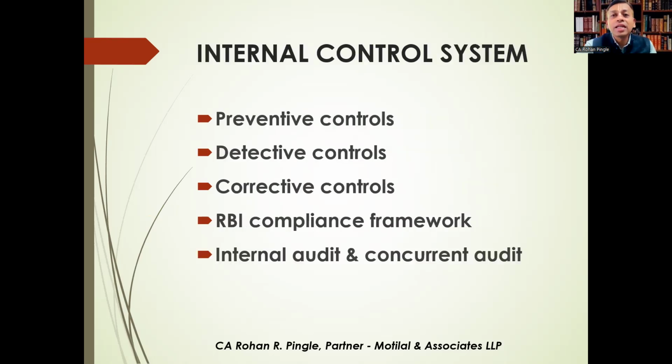Moving further, let's understand the internal control system of the branches. Internal control includes preventive, detective, and corrective types of controls. Under preventive: access control, sanction authority, KYC norms. Under detective, we need to check exception reports, reconciliation, and audit checks. Under corrective: recovery, reversal, and staff accountability. So concurrent audit is a part of the control ecosystem.